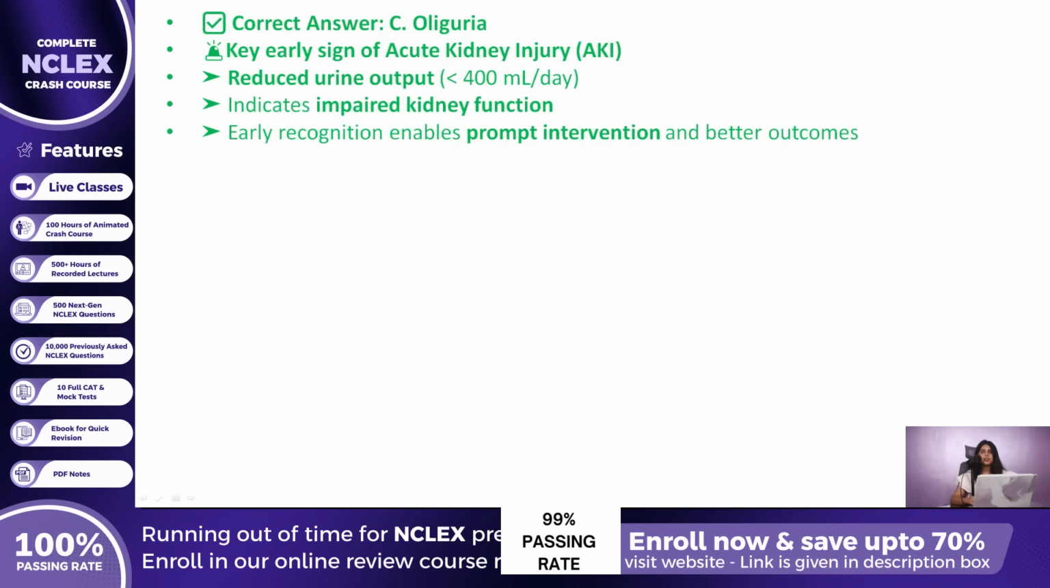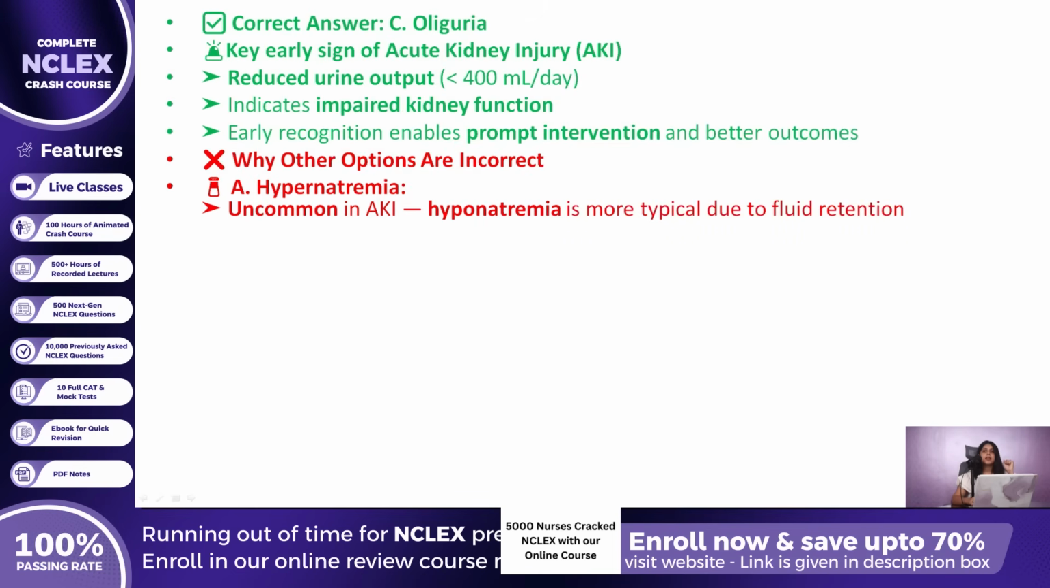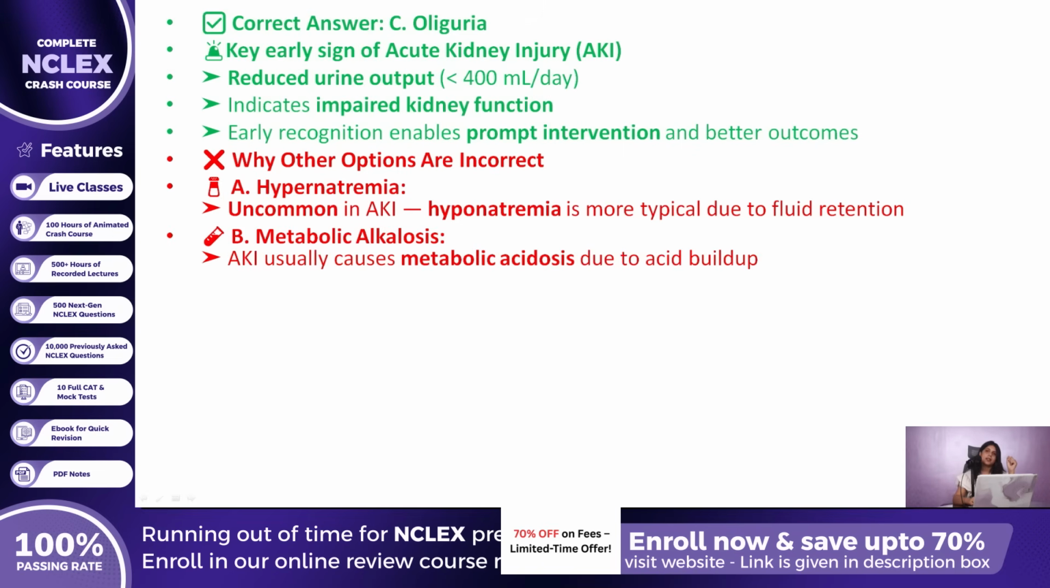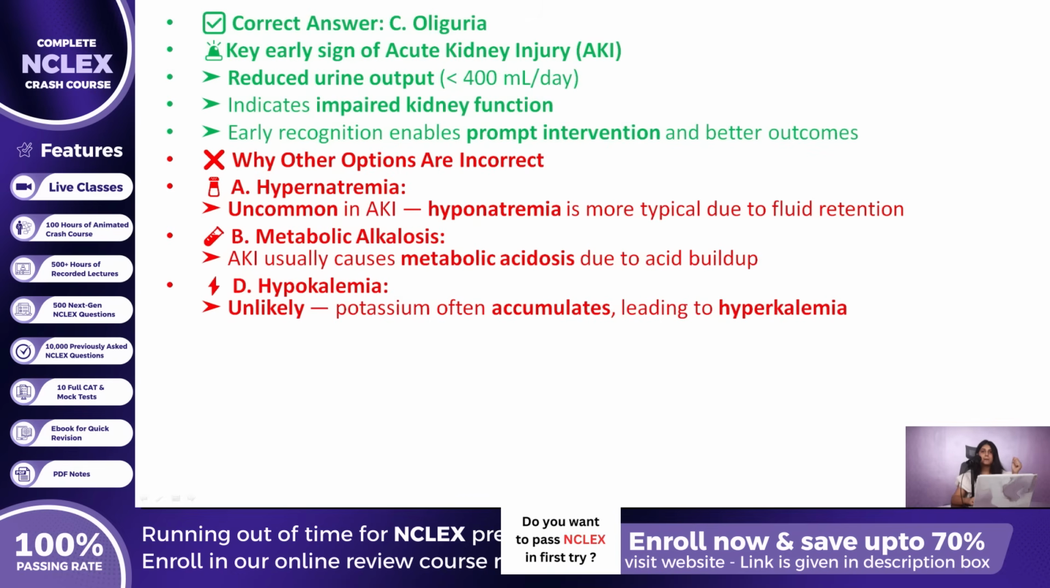Option A, hypernatremia, is uncommon. AKI more often leads to hyponatremia. Option B, metabolic alkalosis, is incorrect as AKI typically causes metabolic acidosis. Option D, hypokalemia, is unlikely since potassium tends to accumulate, resulting in hyperkalemia. Prompt recognition of oliguria is critical for early intervention and improved outcomes.